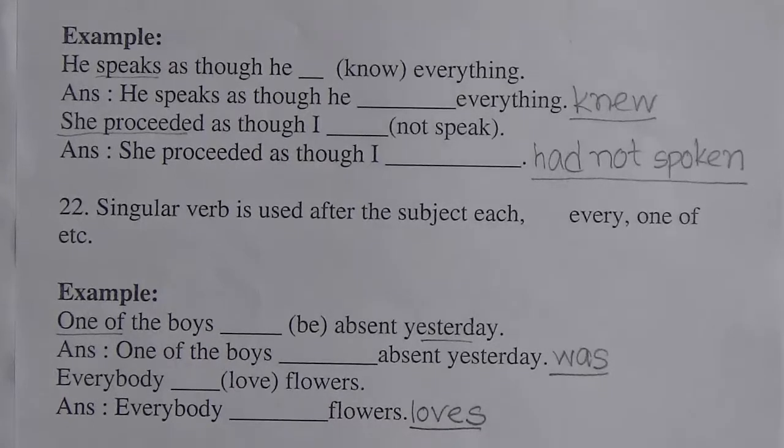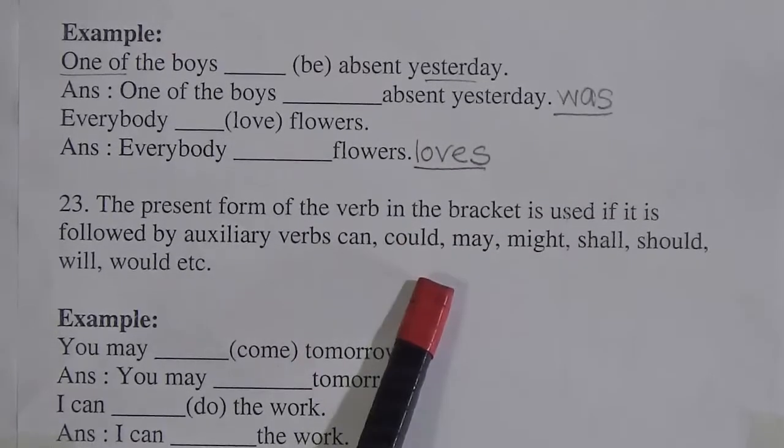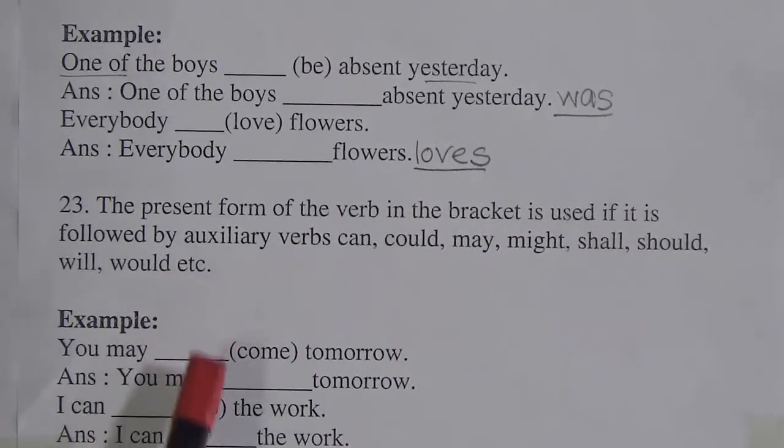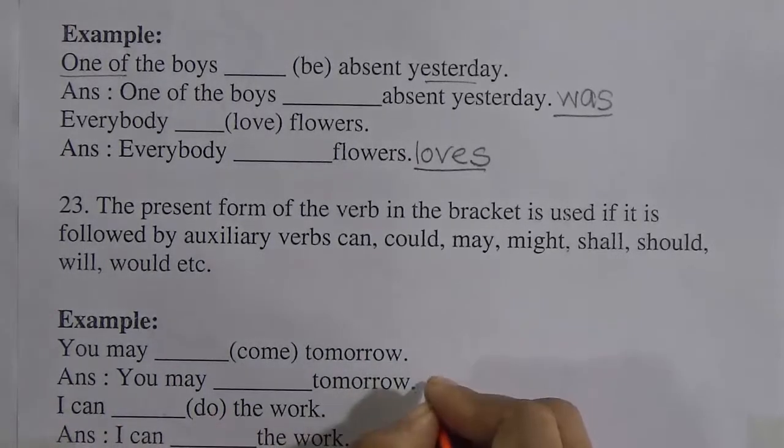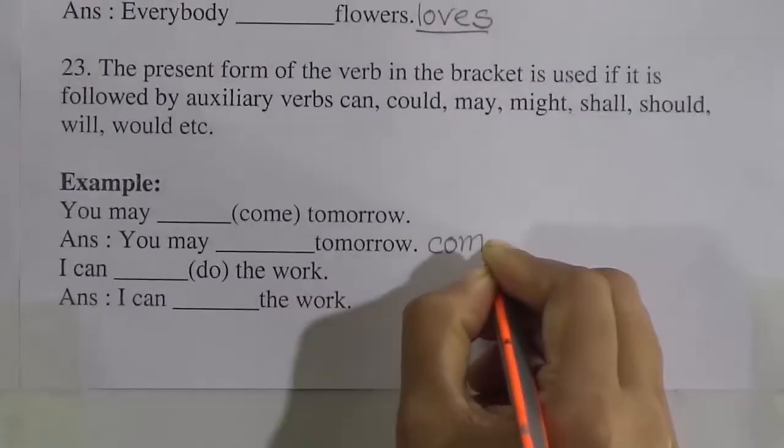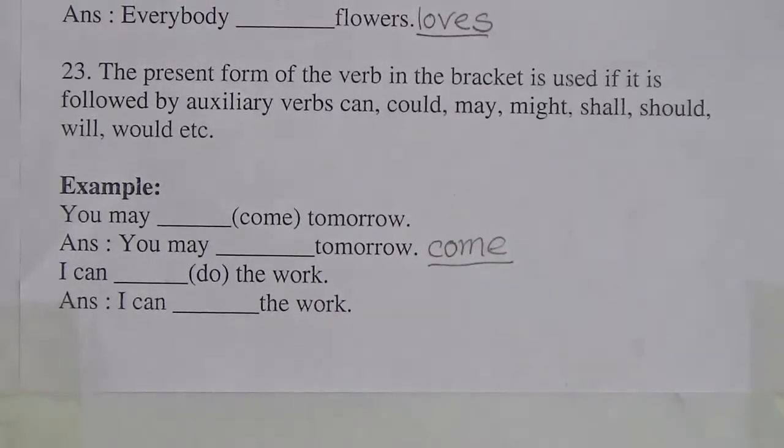Number 23, the rule: the present form of the verb in the bracket is used if it is followed by auxiliary verbs can, could, may, might, shall, should, will, would, etc. So after these we have to use the base form of the verb. The first example: You may (come) tomorrow. After may, we use the base form, so we write: you may come tomorrow. No change, because come is the base form.